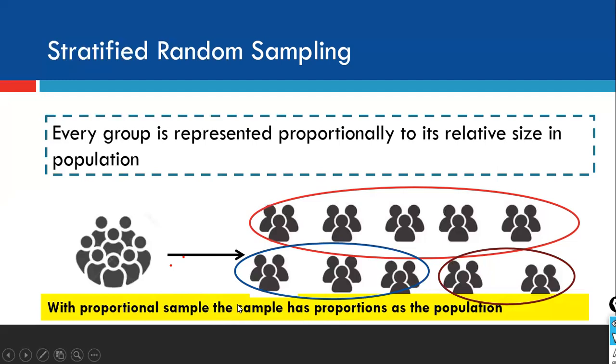Okay, with a proportional sample, the sample has proportions similar to the population proportion. This is how you need to randomly sample it. In this case, we have randomly sampled the data, and also it represents all the three groups. Besides this, it represents proportionally to its relative size in the population. This is how you need to draw the sample.